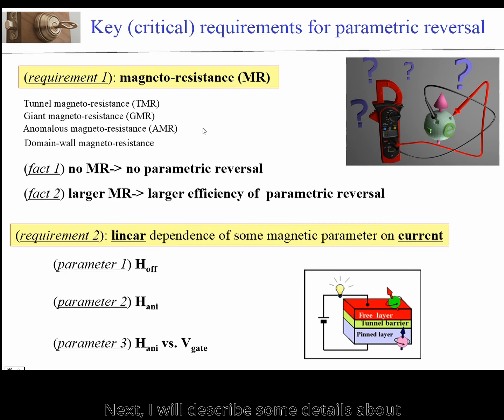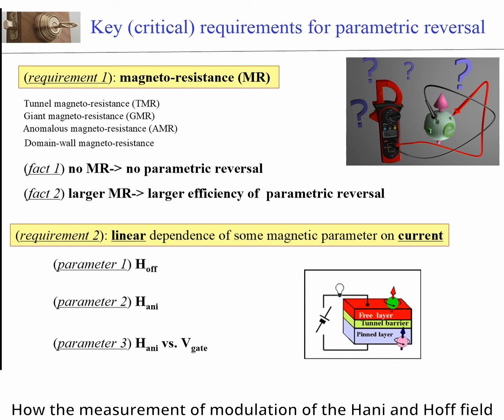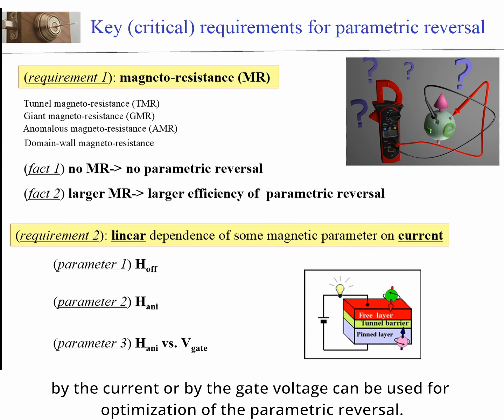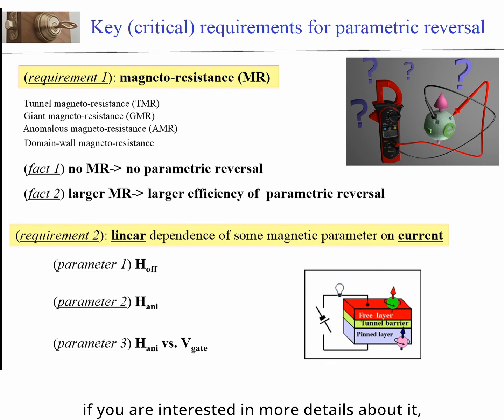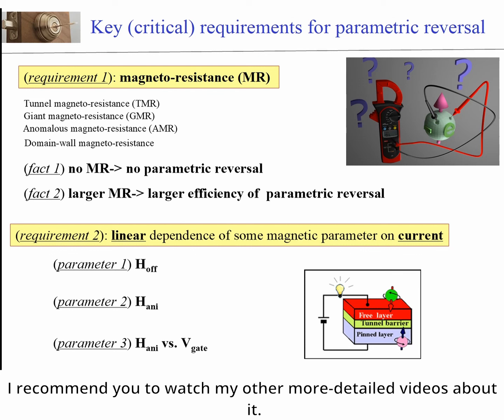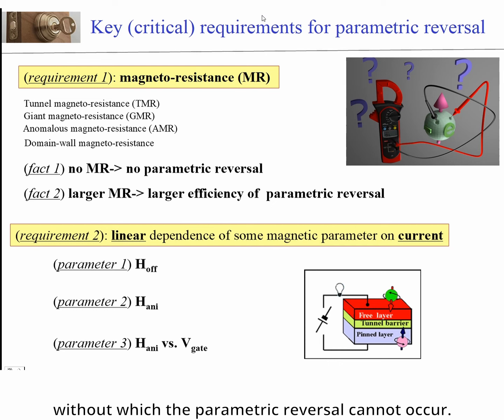Next, I will describe some details about the parametric mechanism of magnetization reversal. In particular, how the measurement of modulation of the anisotropy field and offset field by the current or gate voltage can be used for optimization of the parametric reversal. I will only briefly describe the parametric reversal. If you are interested in more details about it, I recommend you to watch my other more detailed videos about it. To begin, I would like to list the key requirement for the parametric reversal, without which the parametric reversal cannot occur.